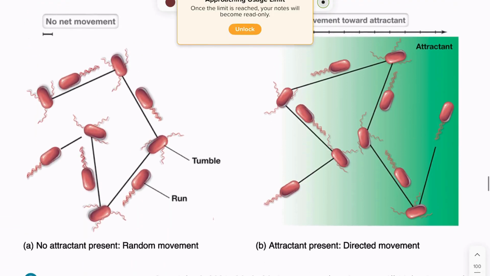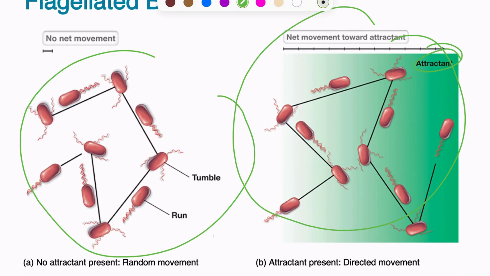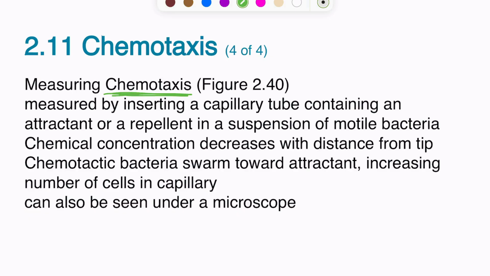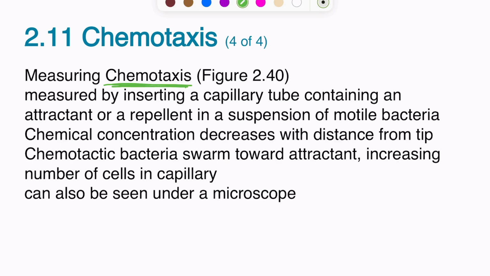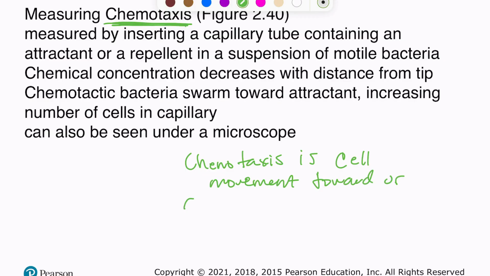Okay, so this movement overall of flagella is going to have a net movement towards an attractant and/or movement away from something. So chemotaxis is the movement toward or away from something. Chemotaxis is the cell movement. So it's moving its flagella, and then it's going toward or away from a specific chemical. It could be sugar too, or a chemical, right, or macromolecule.